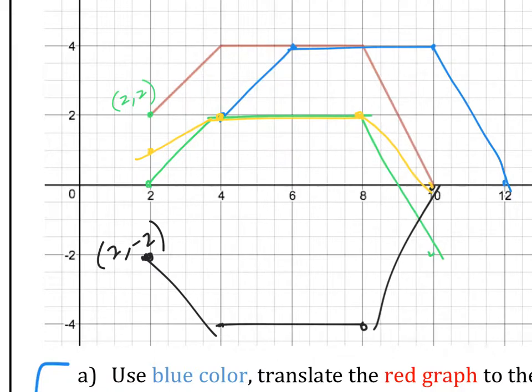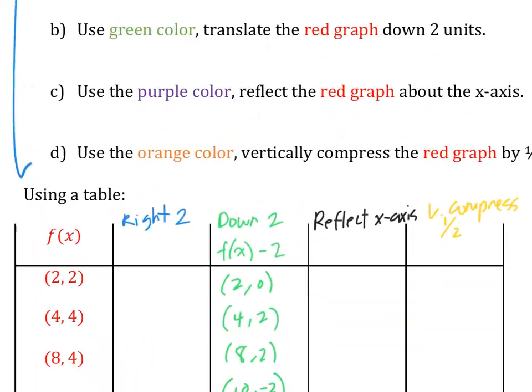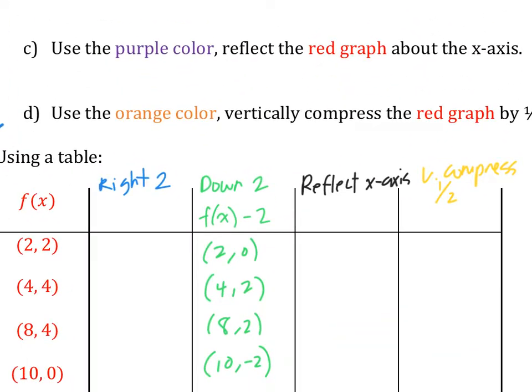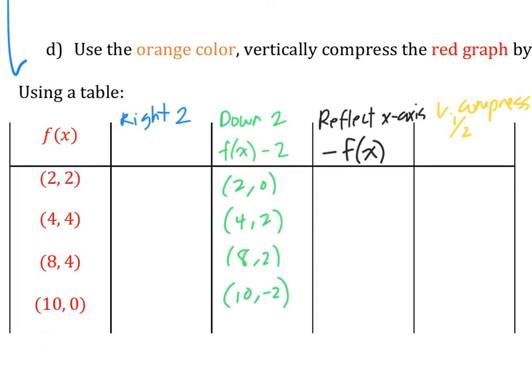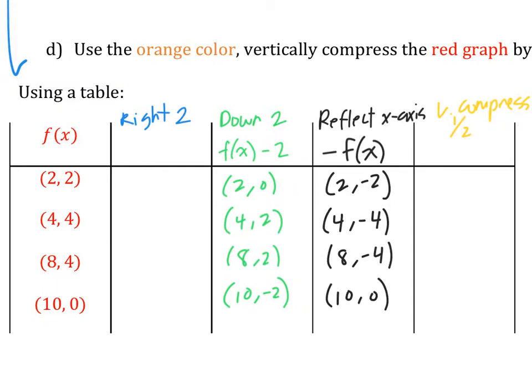So basically when you flip over, you take all the y values and you make them negative, and that's what happened to the graph. Therefore, we're putting a negative on y, so that is a negative on f of x, because remember, f of x means y. So this becomes (2, -2), (4, -4), (8, -4), and then (10, 0) stays (10, 0) because you can't put a negative on 0.